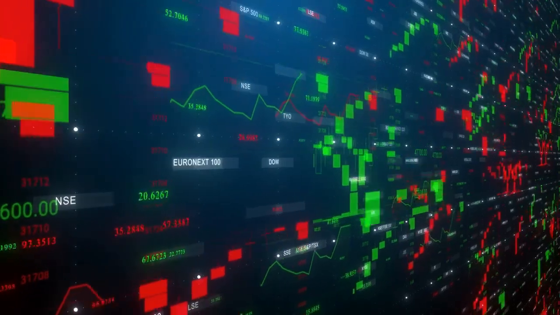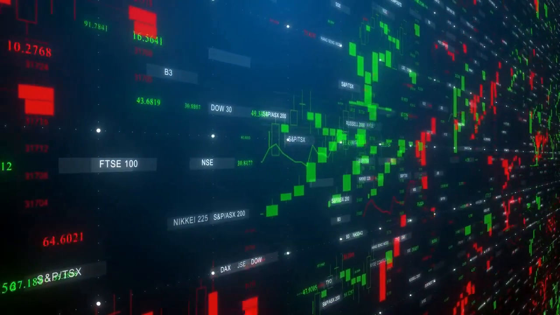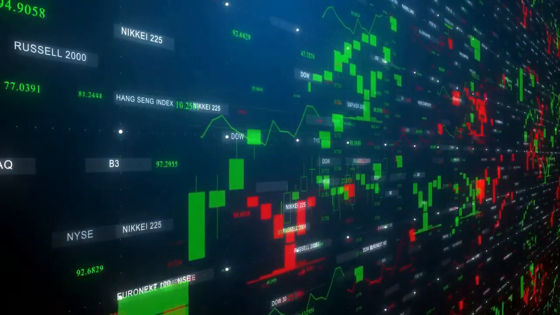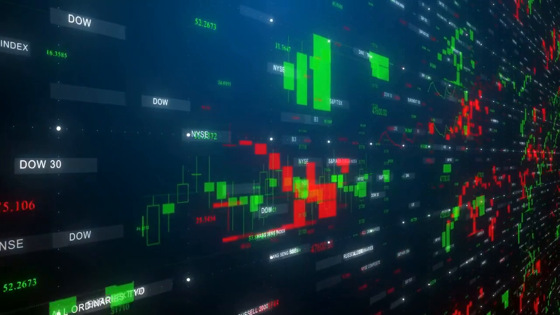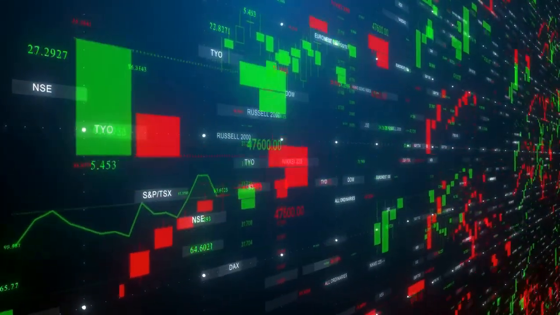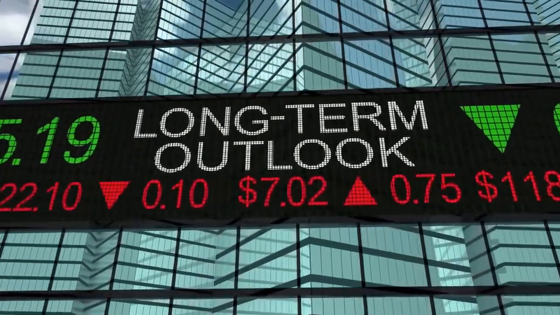Example 2. Assessing market trends. You could ask ChatGPT, what is the projected growth rate of the renewable energy sector over the next 10 years? The response could provide you with insights into a growing market trend, which you can use to identify potential investment opportunities.